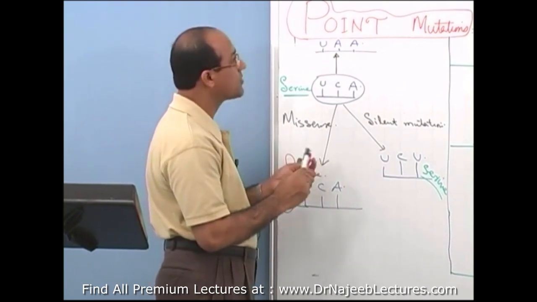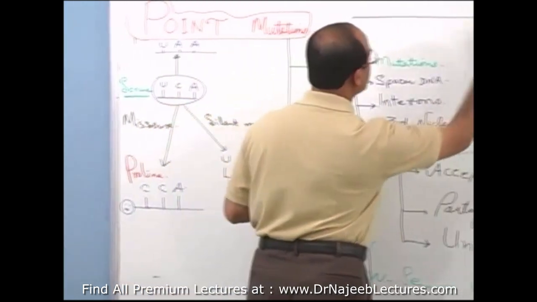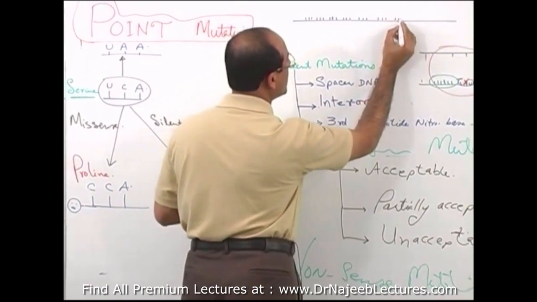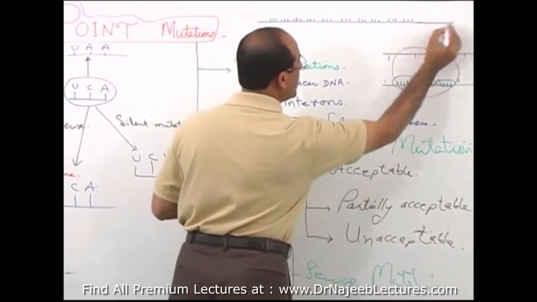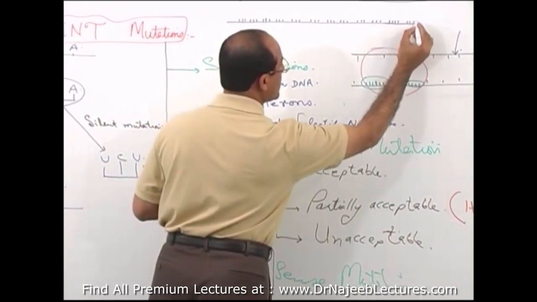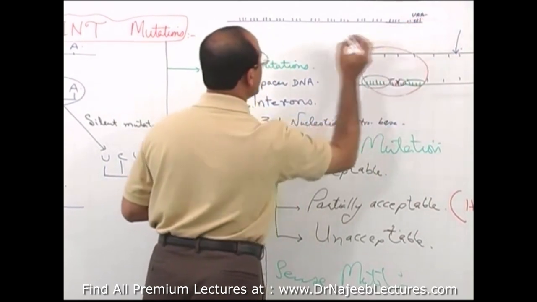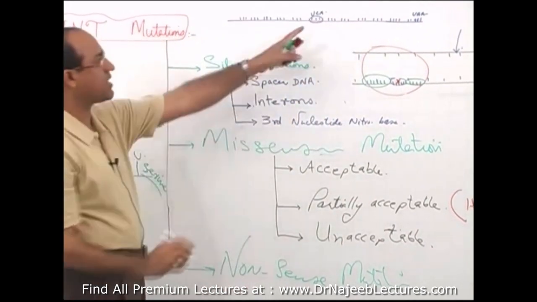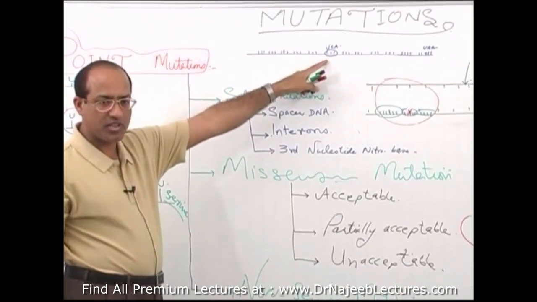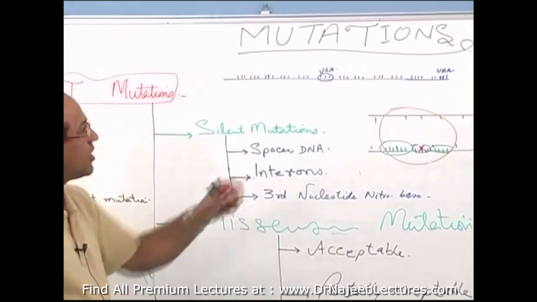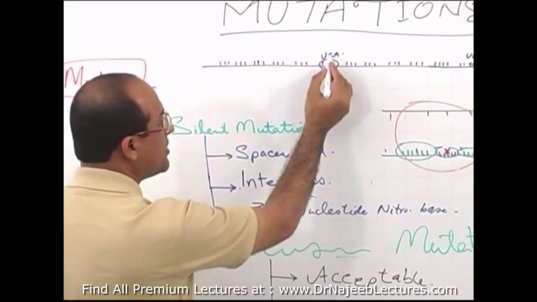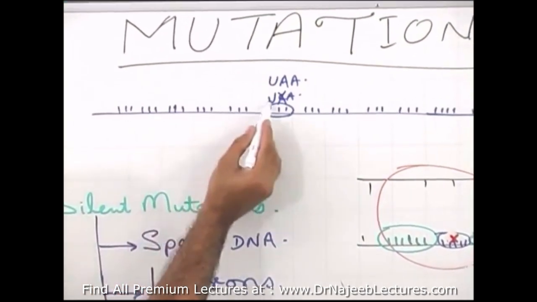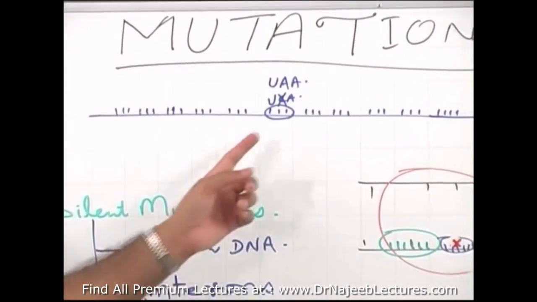Now imagine there was a long messenger RNA. Let's suppose this is a long messenger RNA and these are the nucleotides there. These are codons. Let's suppose the stop codon is present here in the last part, UAA, and here it was UCA. It means this particular UCA area was coding for serine. But if this is altered in the central point and it becomes UAA, it means when the reading frame is going on, a stop codon appears prematurely.